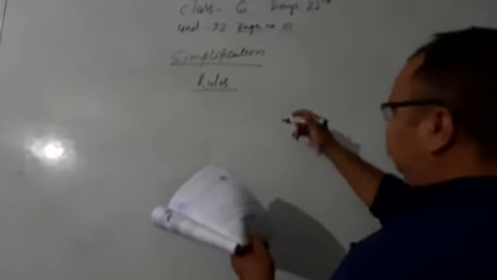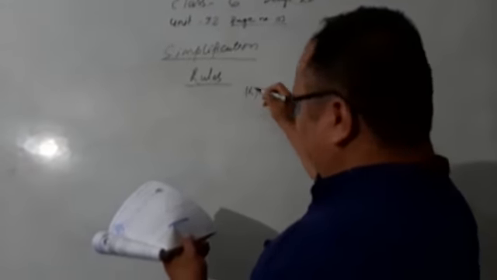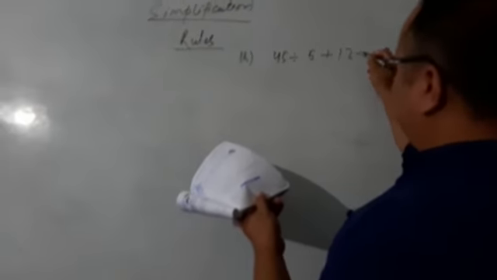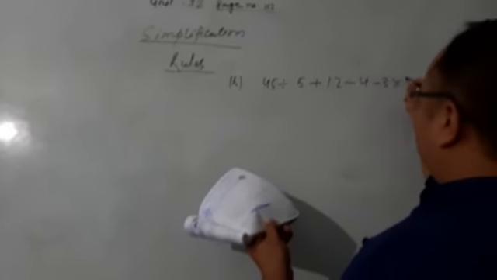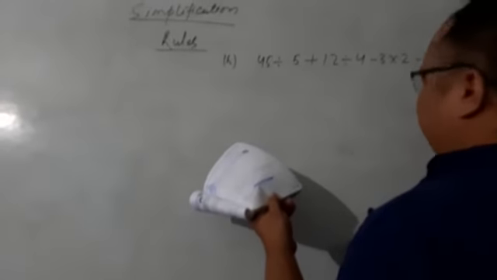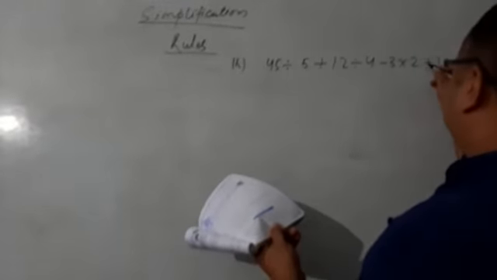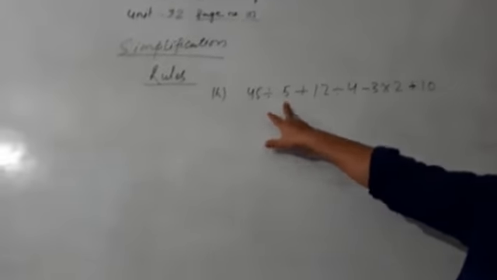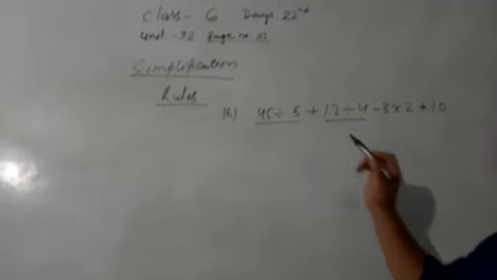Okay, so I am going to teach question number S: 45 divided by 5 plus 12 divided by 4 minus 3 into 2 plus 10. So my dear students, in this question, two divide signs appear, one here and another here, and this question is a simplification without brackets.